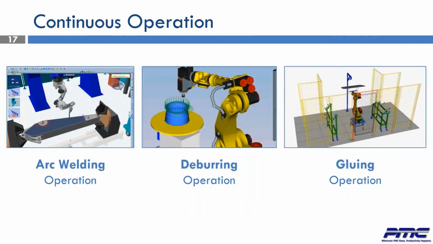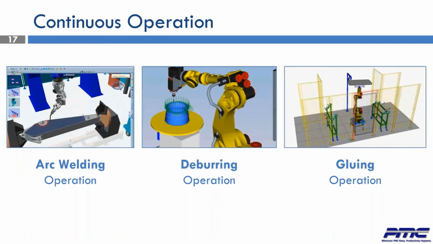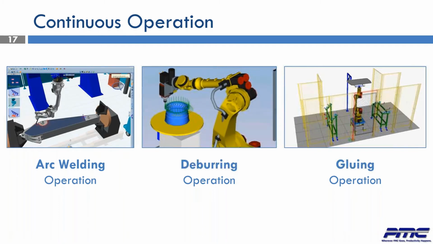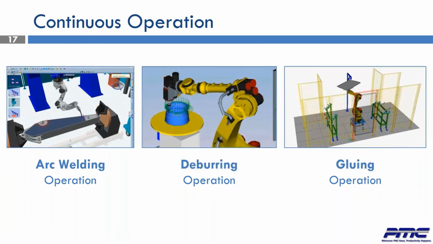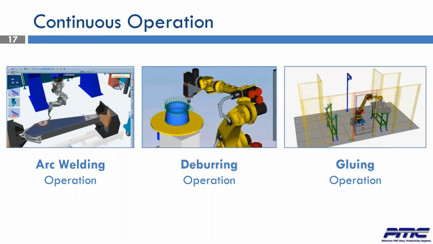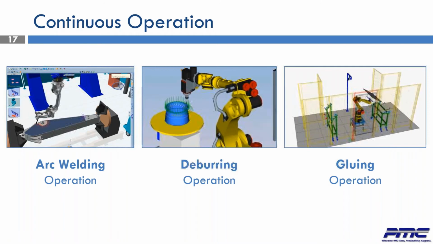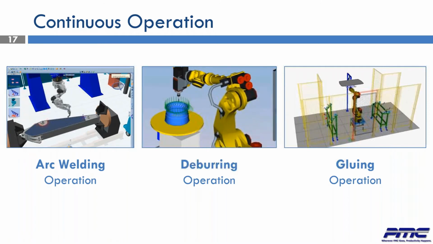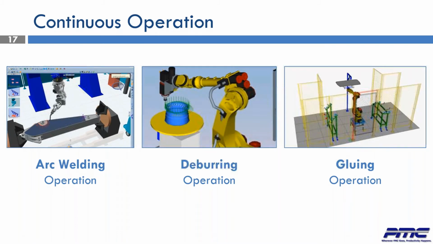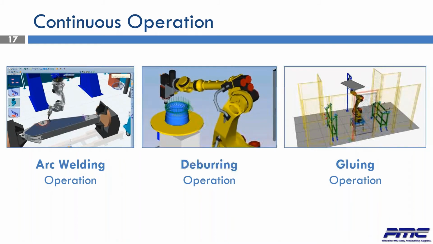On this slide, we have three examples. These are for continuous operations. So we have arc welding operation, we have deburring operation, and stationary glue application. Basically, here we created some continuous paths. As the name implies, we define a start point, we define an end point, and then we create all the other locations manually or through some offsets based on the start and the end point.